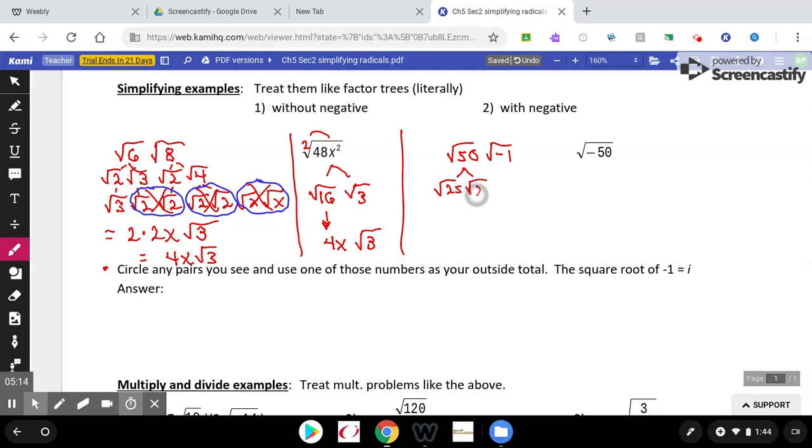I got 25 and 2. Now you could shortcut right here. We wouldn't need to do a factor tree for 25, but I'll go ahead and do it the long way one more time. So I got a pair to circle. Where does the circled pair go, inside or outside? It goes outside. And then I'm stuck with my square root of 2.